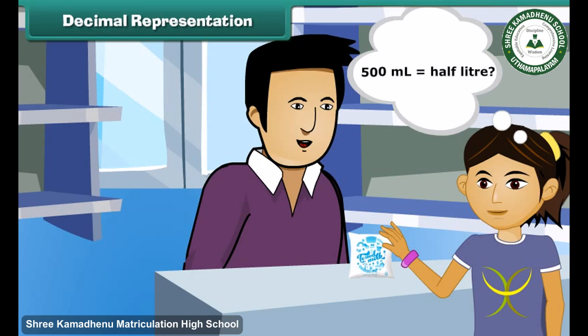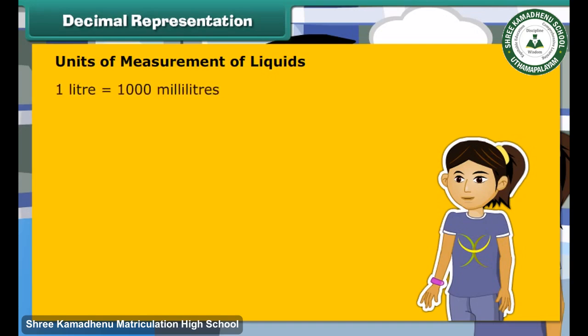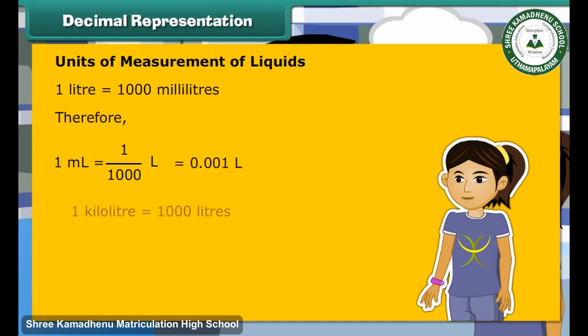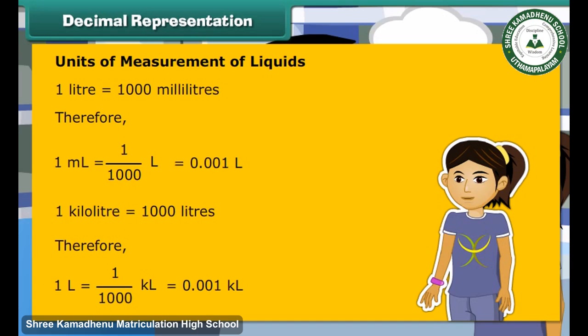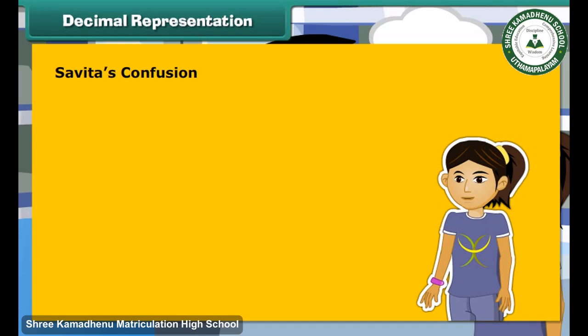To be able to answer this question, we must first understand the units used to measure liquids. Take a look. 1 liter is equal to 1000 milliliters. Therefore, 1 ml is equal to 1/1000 liter. That is equal to 0.001 liter. 1 kiloliter is equal to 1000 liters. Therefore, 1 liter is equal to 1/1000 kiloliter. That is equal to 0.001 kiloliter.